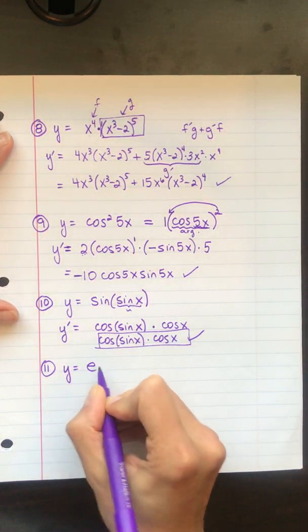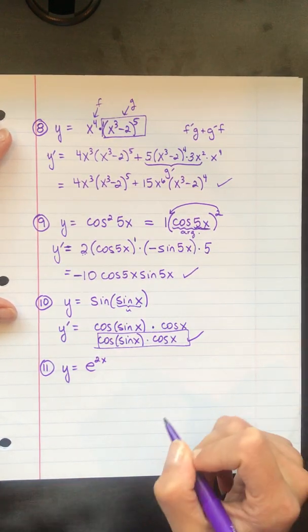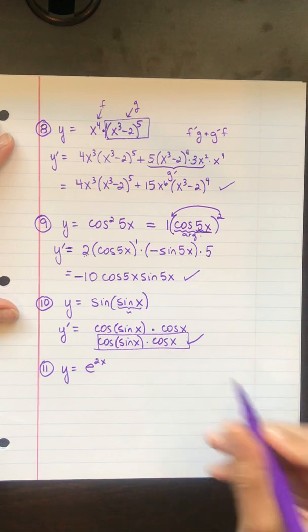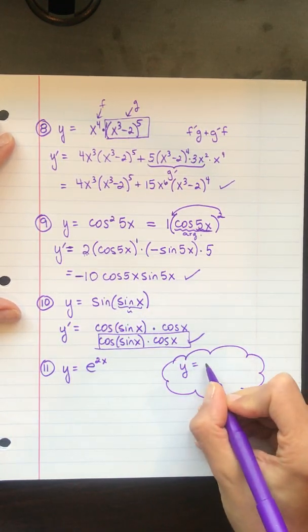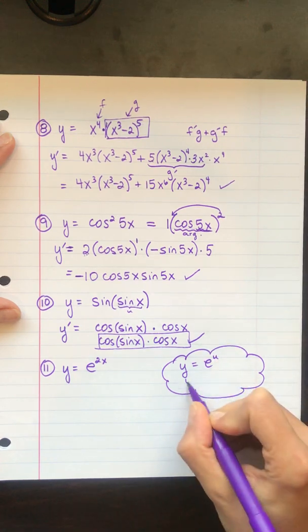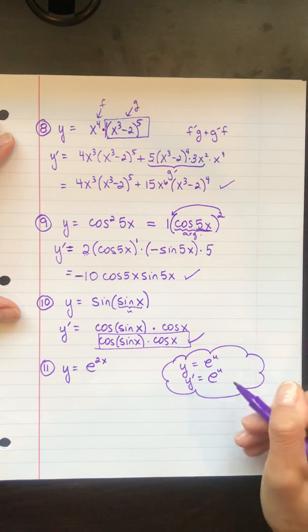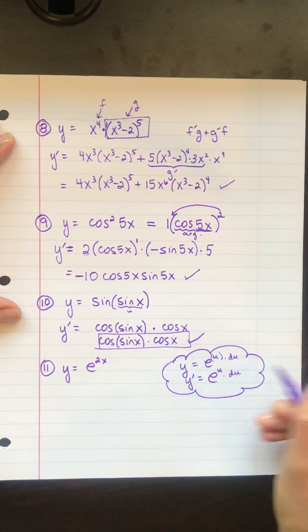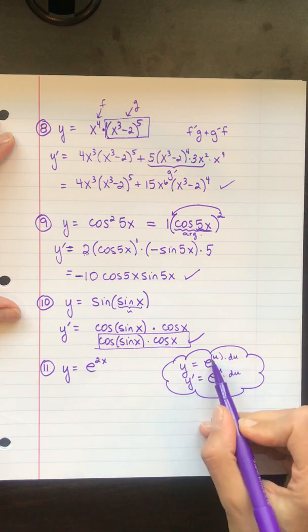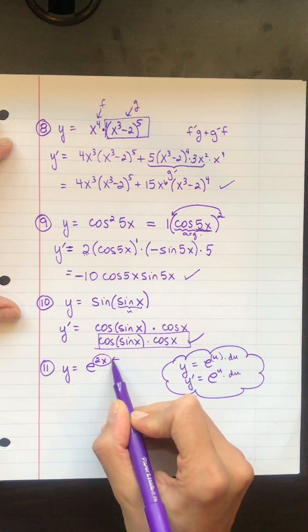So number 11. Y equals e to the 2x power. I think everyone knows that the derivative of e is itself. So if it said y equals e to the u, wouldn't the derivative be e to the u? But chain rule says times the derivative of the argument. And in a function like this, the argument is the exponent.